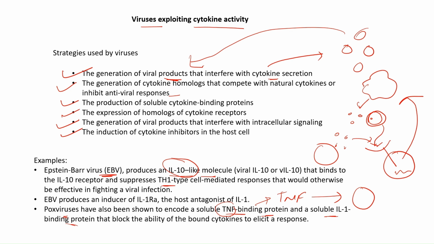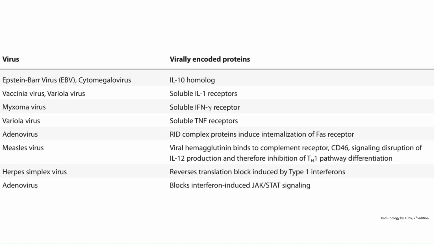Similarly with the interleukin 1 binding protein. Interleukin 1 is now bound with another protein, so it cannot bind with the receptor, and that's how it cannot activate the cell. Now this is a table which shows different viruses and what homologs or proteins they produce, and that's how they can invade our body.